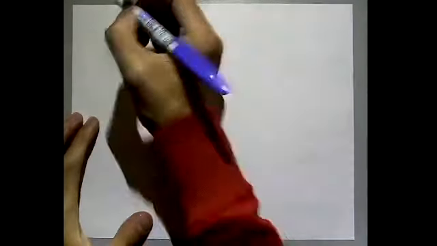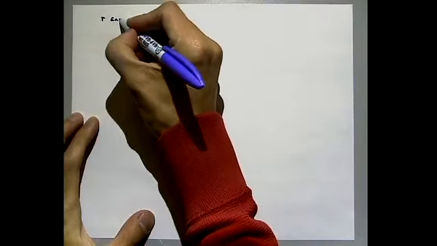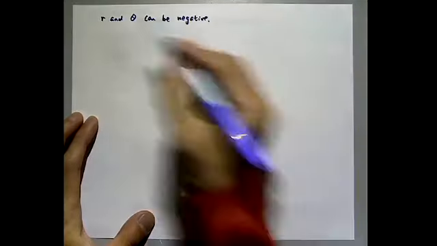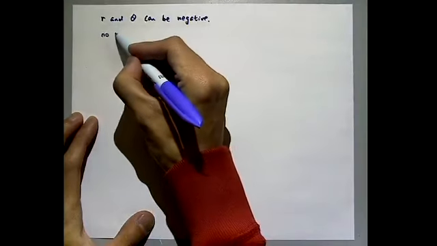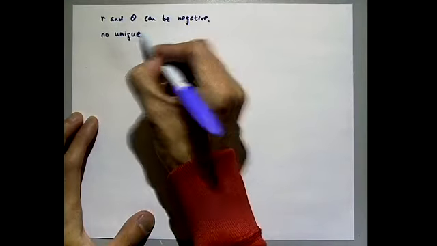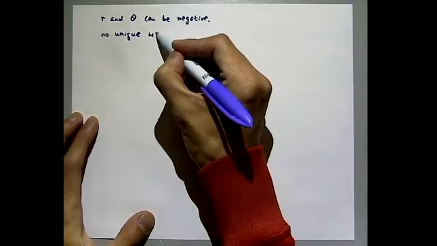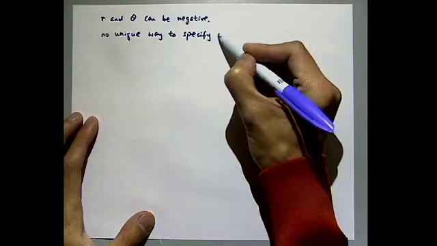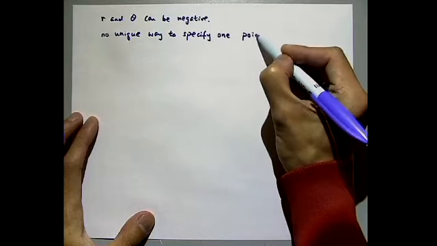Let's talk more about this negative r and the multiple ways we can specify the same point. And really theta. Another consequence of that is that we have no unique way to specify one point.